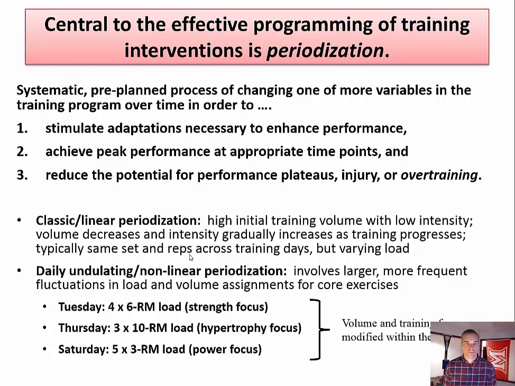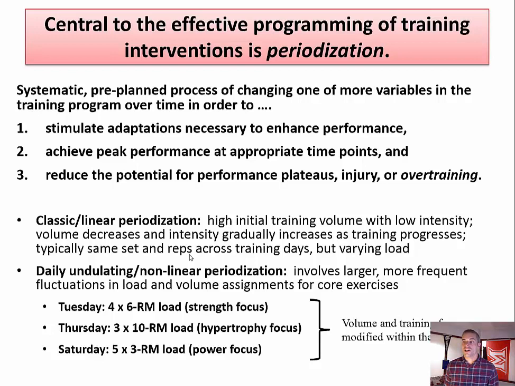Now, an alternative model that's termed daily undulating or non-linear periodization involves large daily fluctuations in the load and volume of assigned core resistance exercises. For example, using this model, you might perform 4 sets with a 6 RM load, more of a strength focus on the first day of the week, 3 sets with a 10 RM load, again more of a hypertrophic focus on the next training day, and then finally on the last training day of the week, performing 5 sets with a 3 RM load, more of a focus on power.